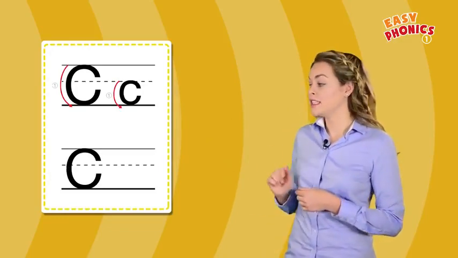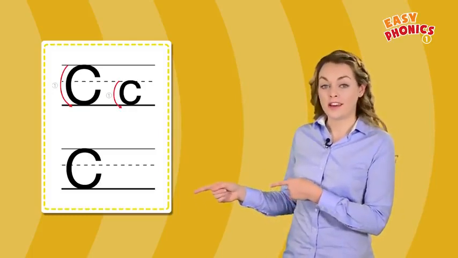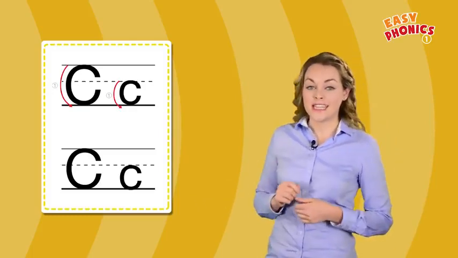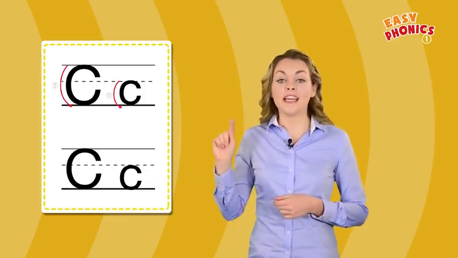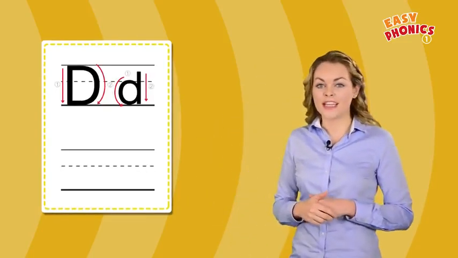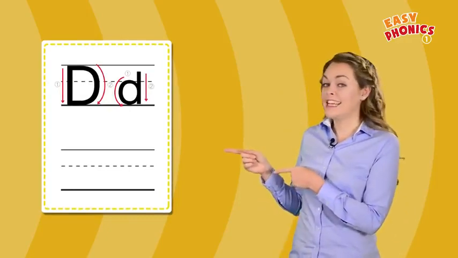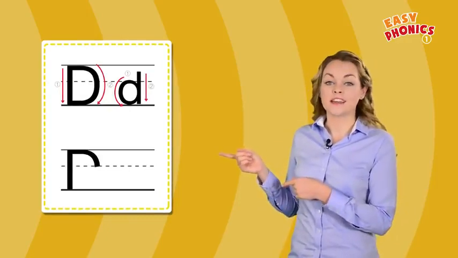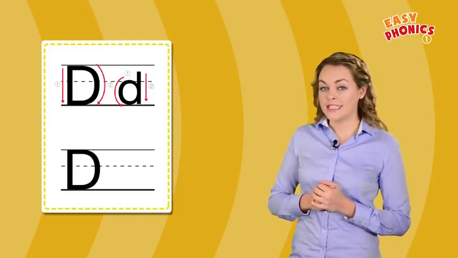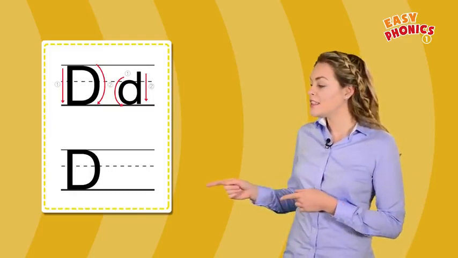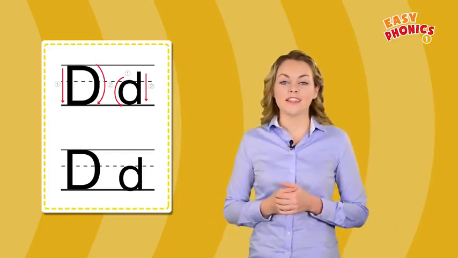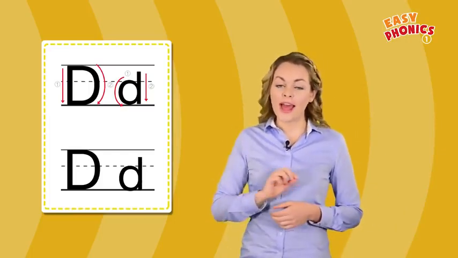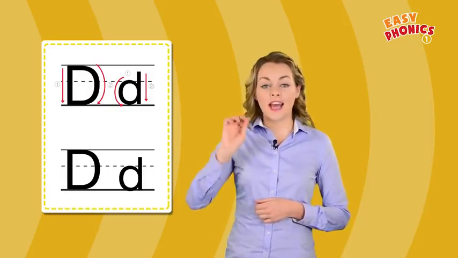C, and then small c, K, K. Point with your finger as you're reading. C, K. Okay, good. Next, D, capital D. Okay, and the small letter D is D, D. Go ahead and fill the line, writing and saying as you write.